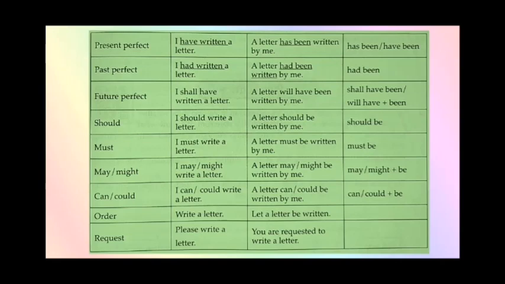May or might. I may or might write a letter. So in the passive voice, we have: a letter may or might be written by me. Any one word you can use. Next, can or could. I can or could write a letter. Active voice. Passive voice: a letter can or could be written by me. Can, could is the auxiliary verb plus be.